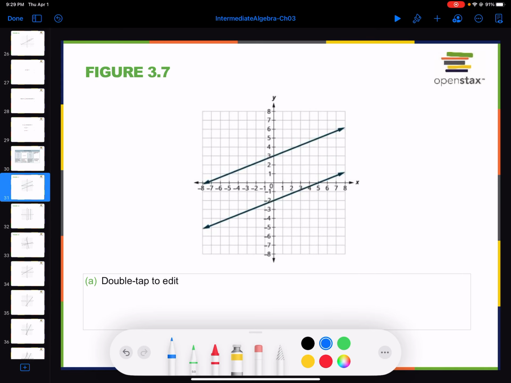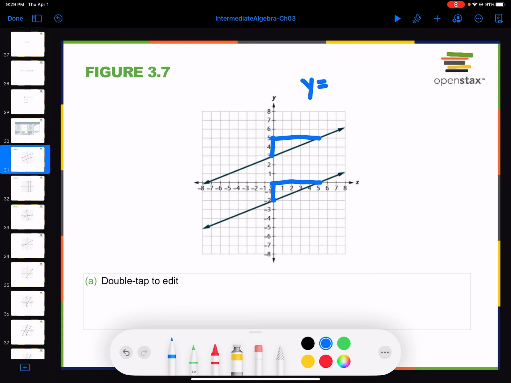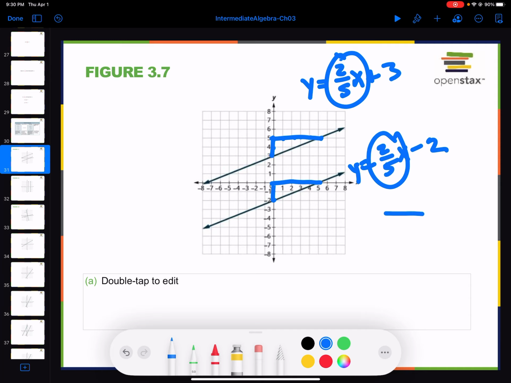And the last couple things we're going to be covering in this section are parallel lines. So if you think back about when we're calculating the slope, what do you notice about both of these lines here? They have the same exact slope. So let's say this is y equals 2/5 x plus 3, and this one's y equals 2/5 x minus 2. So you can see they have the exact same slope, so these are considered parallel.